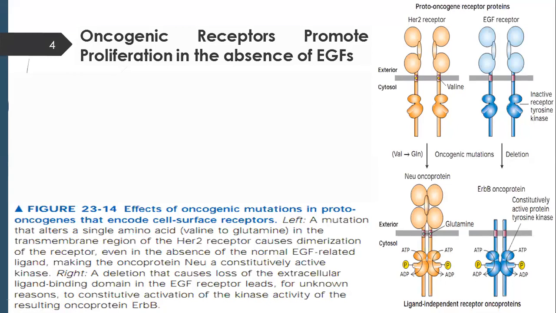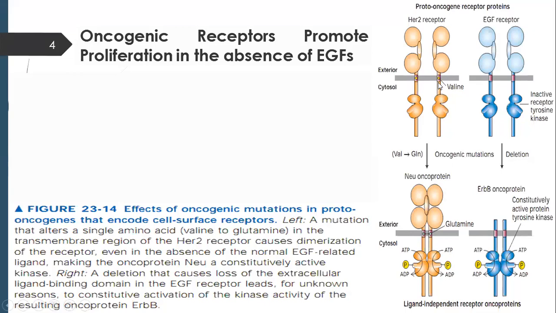Later on, first we will talk about what will happen if there is some problem in this receptor. There are certain types of problems that these receptors can face. The first one is when there is a mutation from valine to glutamine. By mutating this amino acid into glutamine, what will happen?